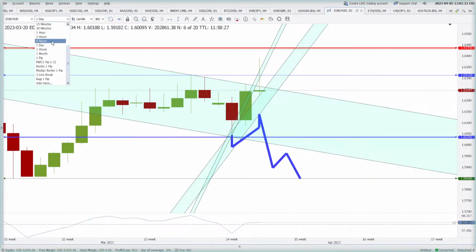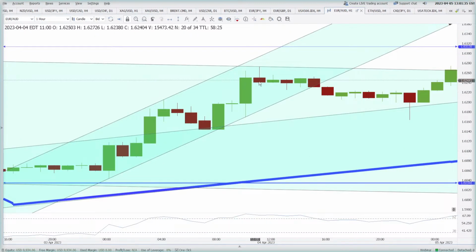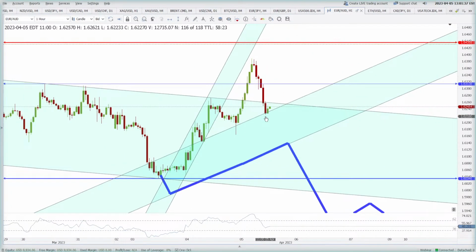But on the 4 hour, if you see that, on the 1 hour, you see that there was a lot of hodgepodge today in this market.